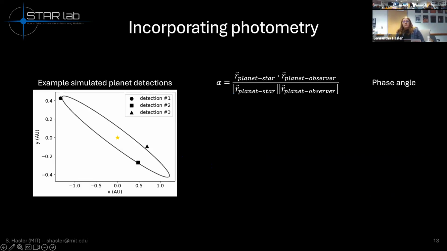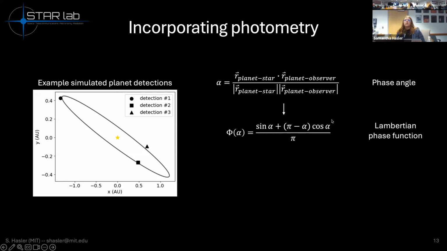So here I'll just walk through how we take the output from the deconfuser and incorporate photometry. From the deconfuser, essentially what we get are the orbital parameters for the system. So we have the planet to star distance vector and the planet to observer distance vector, which we can use to calculate the phase angle. We can then feed that phase angle directly into the phase function.